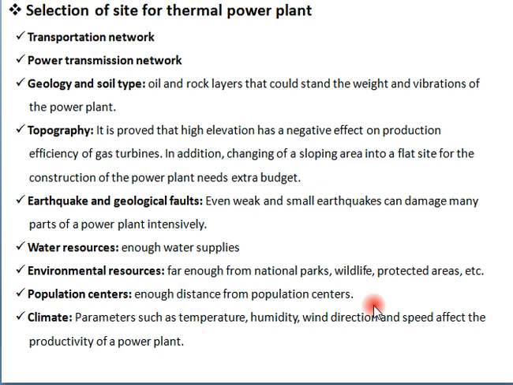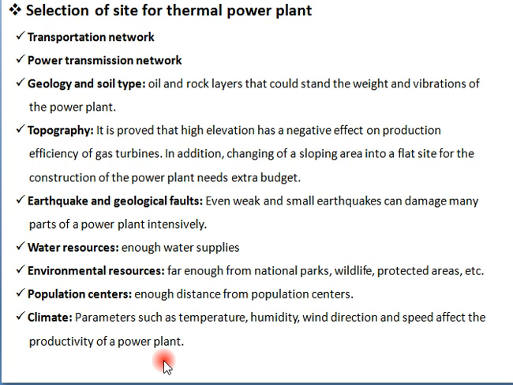So it's a very important thing. So the pollution center should be such that a distance will be maintained. Climate parameters such as temperature, humidity, wind direction, and speed affect the productivity of the power plant. So these are the environmental parameters which continuously affect the power plant.